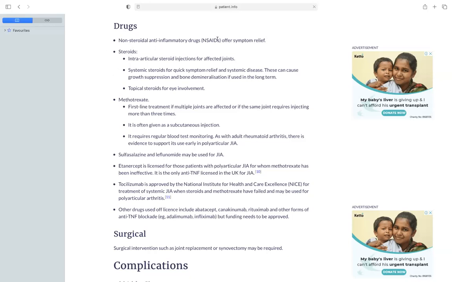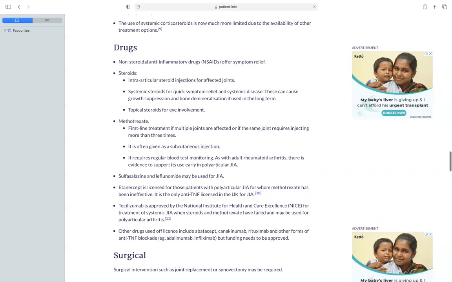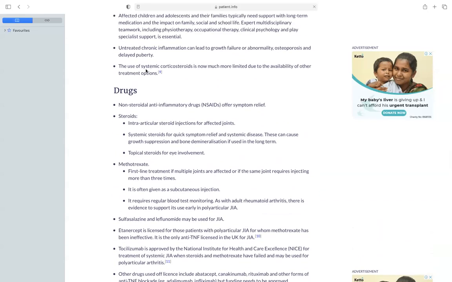Drugs: NSAIDs for symptom relief, then steroids. You have either intra-articular steroid injections for affected joints, or systemic steroids for quick symptom relief and systemic disease. These can cause growth suppression and bone demineralization if used long term. Topical steroids are used for eye involvement. So steroids are everywhere: intra-articular for the arthritis, topical for the eye, and systemic. You see a good response, but at the same time you should be aware of steroid toxicity. You have to mention this.